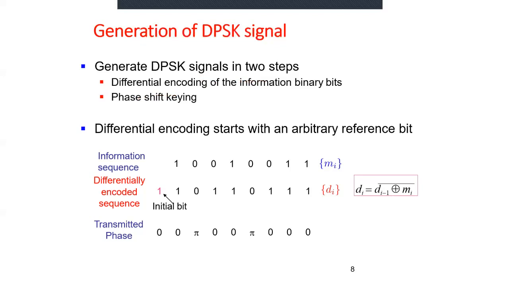So how do we generate the DPSK signal? It is generated in two steps. First, differential encoding of the input binary sequence is done, then it is applied to the phase shift keying. Let me take one example. My input binary sequence, BK, is 100011. I think you can note down the sequence.